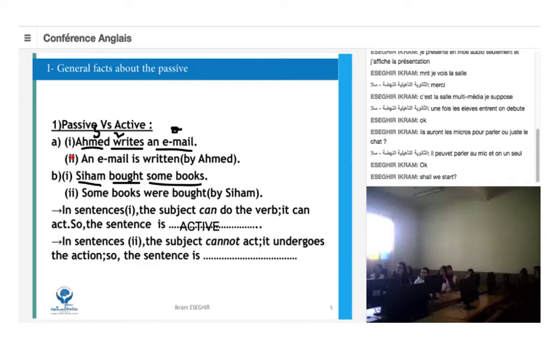In this sentence and this sentence, you can see that the subject, email, cannot write. The subject, some books, cannot buy. So we say that the subject cannot act. It undergoes the action. In this case, we call that the sentence is passive. So do you get the difference between active and passive? It means the relationship between the subject and the verb. Can the subject do the verb? In this case, it is active. Or if the subject cannot do the verb, it undergoes the verb, then it is passive. So that's rule number 2.